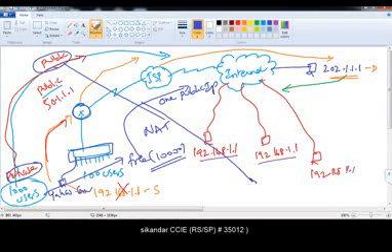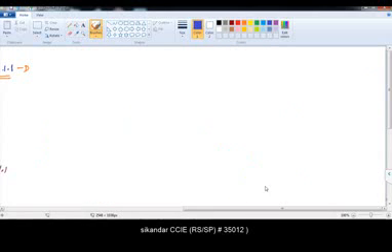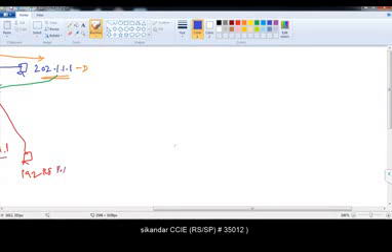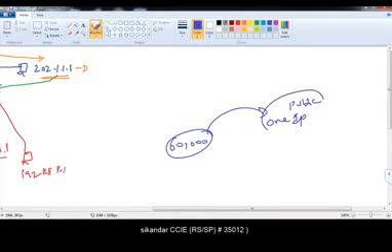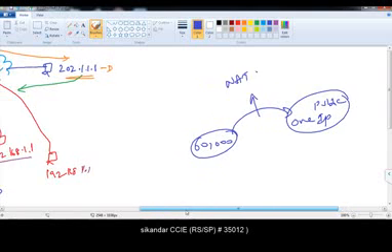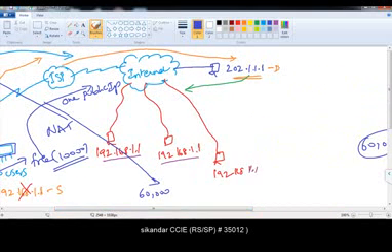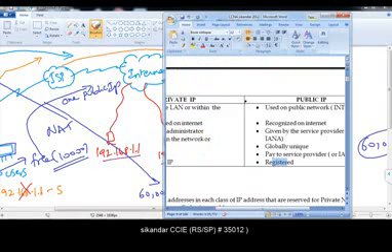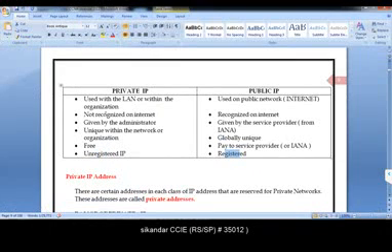Using NAT, I can translate more than 60,000 private IP addresses so that they can go to the internet with only one single public IP. Because of this, we are still surviving with IP version 4. IP version 4 is still in use only because of NAT and some other subnetting concepts. Based on this, they classified two types of addresses: private addresses and public addresses. So this is the main reason.